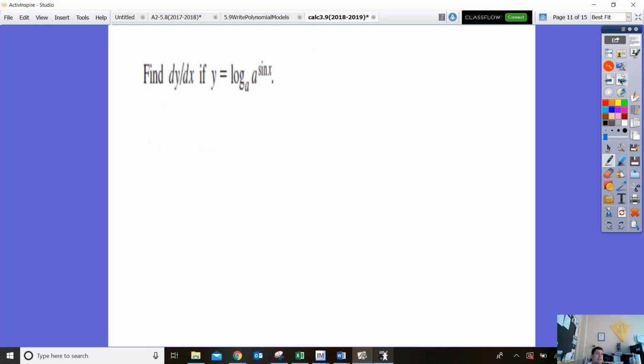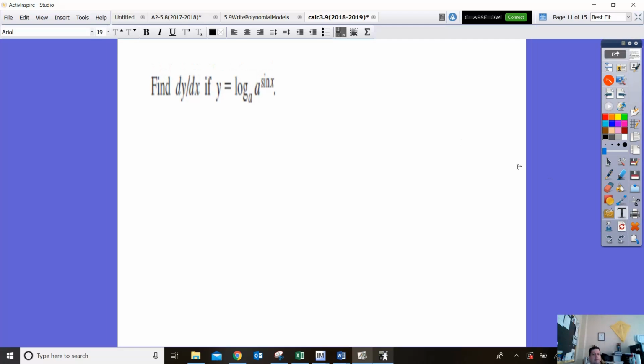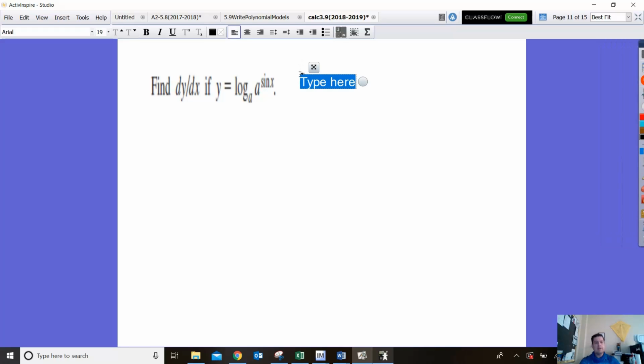All right, find dy/dx if y is log base a of a raised to the sine of x. Now this is actually a really easy problem, but we're going to do it the long way, and then I'll show you the short way. Long way means you have to use a chain rule. It's in there.